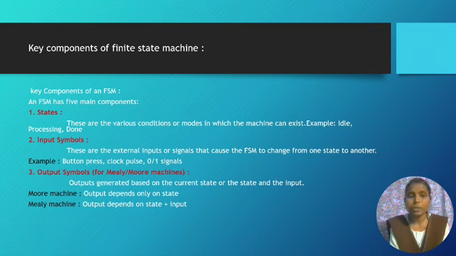Number three, output symbols. Outputs generated based on the current state, or the state and the input. In FSM, we have different types of machines, that is Moore machine and Mealy machine. Later we will discuss that. And these two machines differ in the key component of output symbols. That means Moore machine output depends only on state. Mealy machine output depends on state plus input.